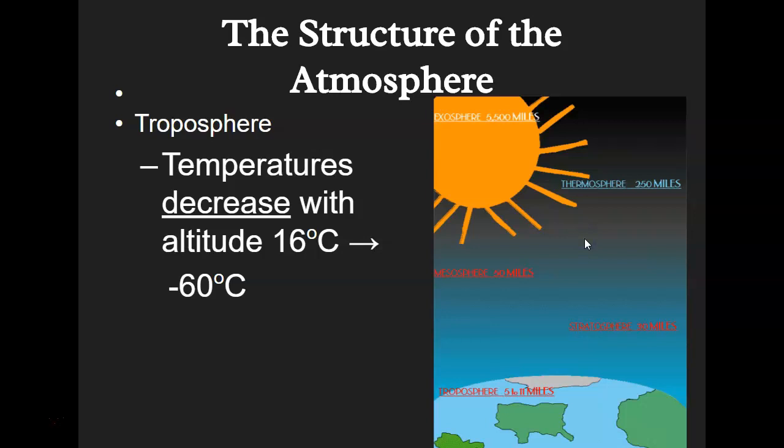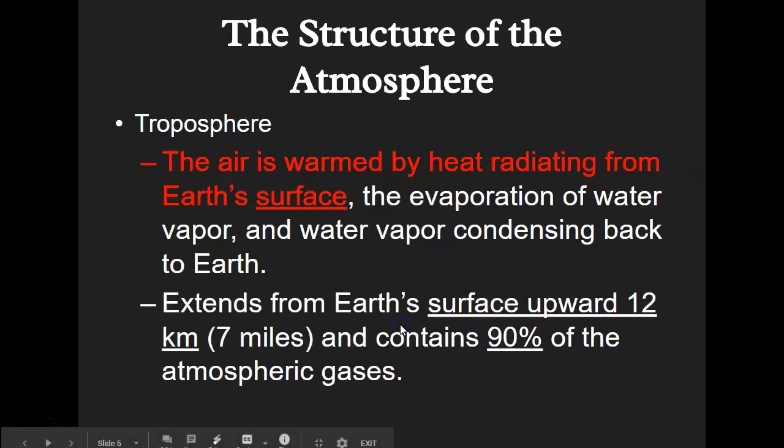The first one we're talking about is the troposphere. The temperature in the troposphere decreases with altitude, going from 16 degrees Celsius all the way down to negative 60 degrees Celsius. The air is warmed by the heat radiating from the Earth's surface, the evaporation of water vapor, and the water vapor condensing back to the Earth. It extends from the Earth's surface upward 12 kilometers and contains 90% of the Earth's atmospheric gas.